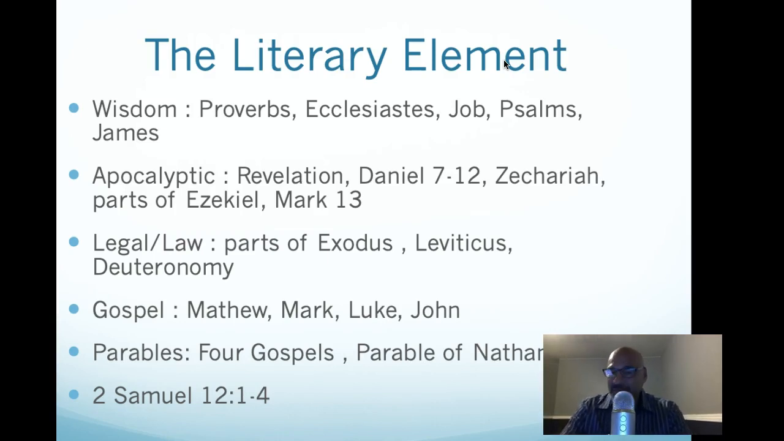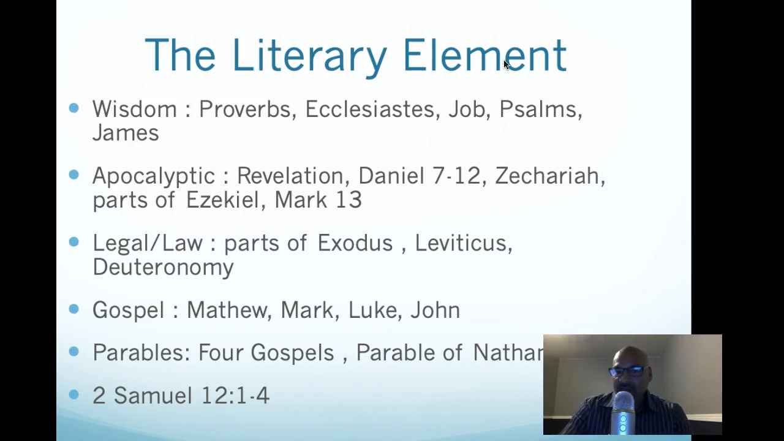Then there's the Gospels, the good news, the life of Christ: Matthew, Mark, Luke, and John. Then within the Gospels, and even within the Word of God in the book of Samuel, are the parables. Parables that are in the four Gospels. Then Nathan uses a parable in 2 Samuel 12:1-4 with David when he called David on his stuff, which was, again, a different type of writing, a different type of reading.